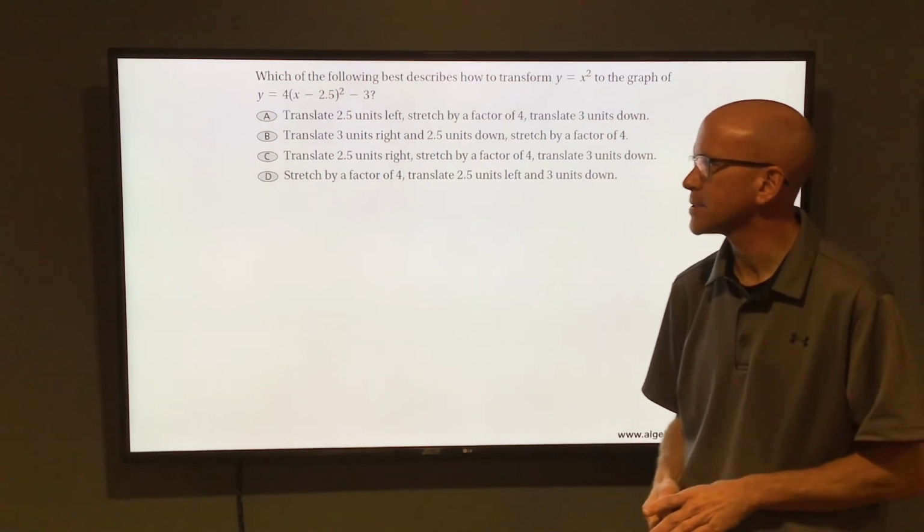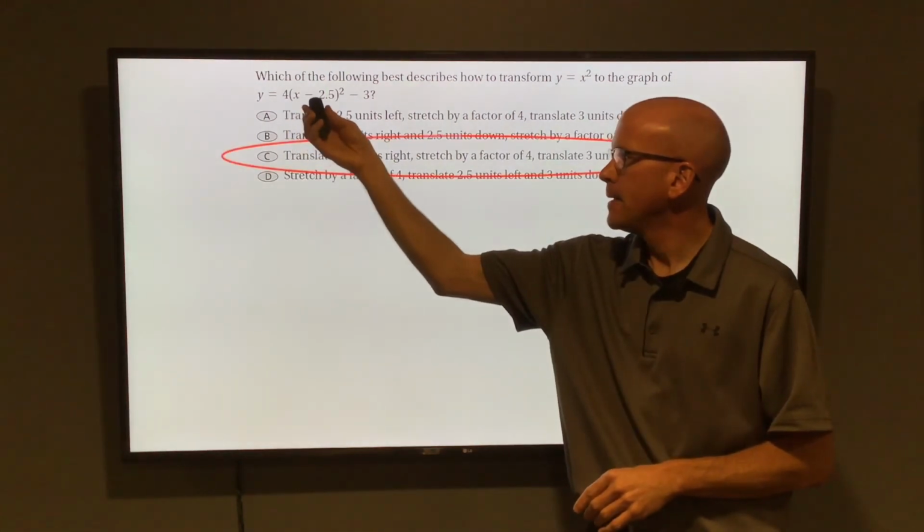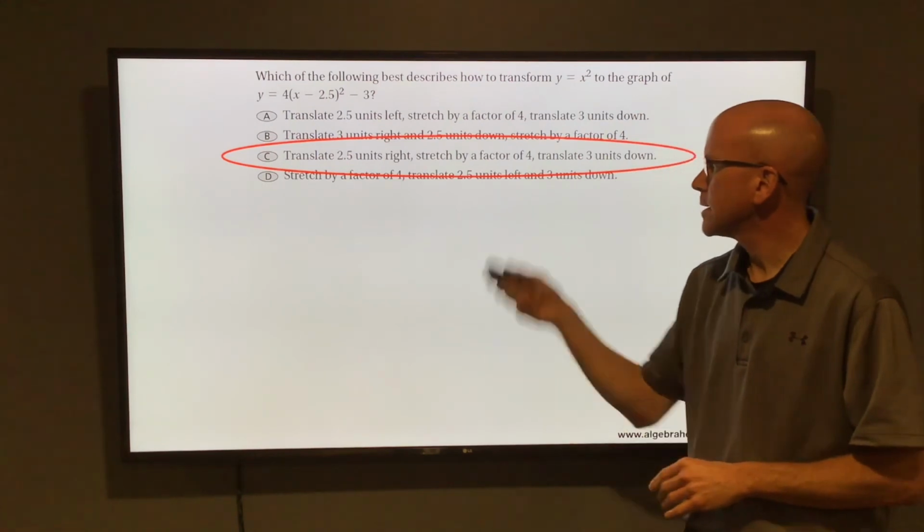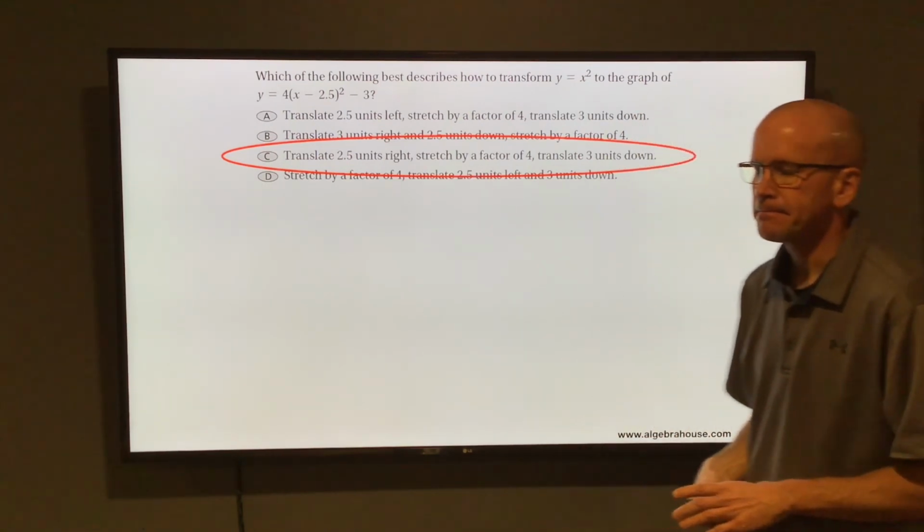So you're looking for the one that says stretched by a factor of 4, shifted to the right 2.5 units, and shifted down 3 units. And that is letter C.